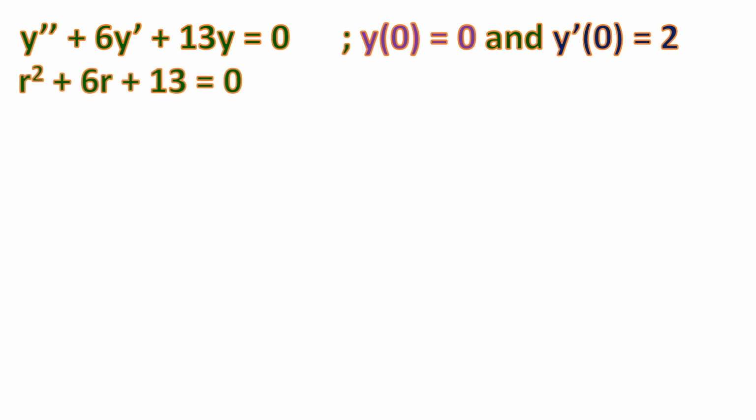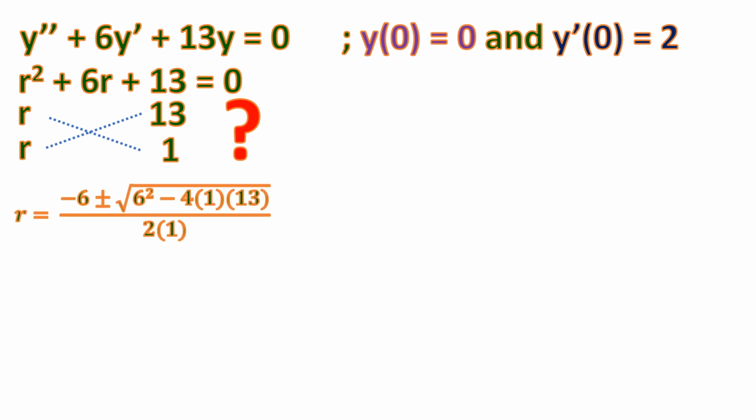So let's use the auxiliary equation: r squared plus 6r plus 13 equals 0. We're going to try to factor this, but if you cross multiply, you cannot get 6r, which is the middle term. And if you try some other pairs, it's still not possible. Because of this, we're going to use the alternative formula, which is the quadratic formula.